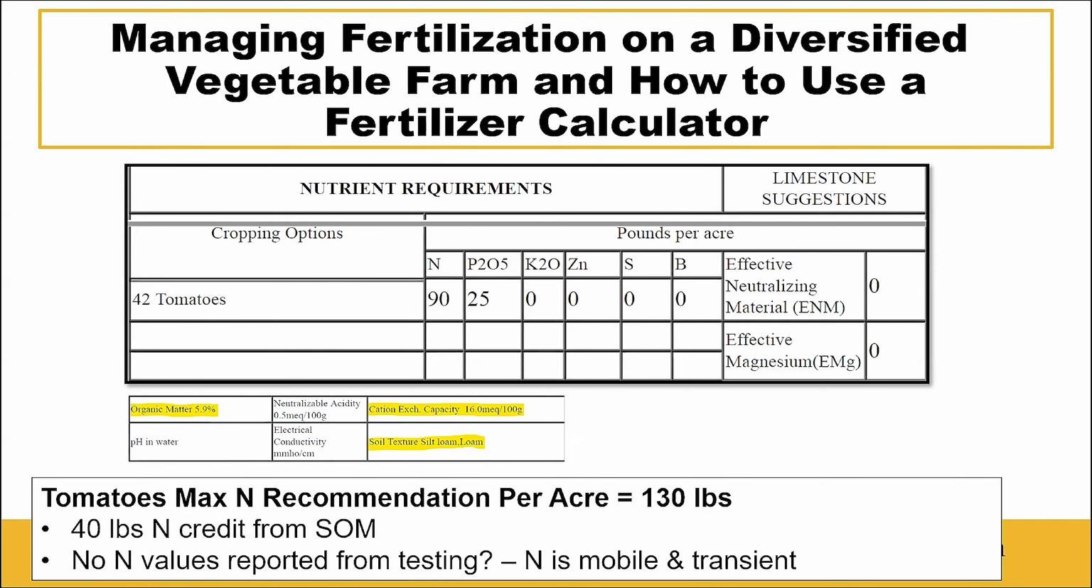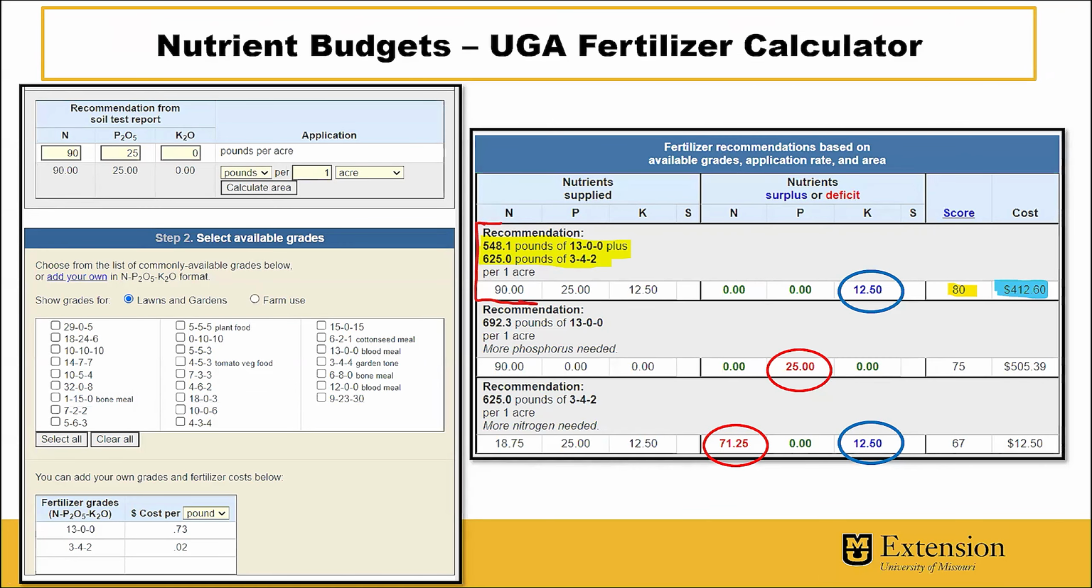Because we have 40 pounds of nitrogen credited from the soil organic matter, we're only receiving a recommendation to add 90 pounds. I want to bring your attention to the University of Georgia fertilizer calculator. I found this to be a very helpful tool when helping folks calculate fertilizer recommendations based off soil tests. So let's take a look on the left-hand side. I've input the pounds per acre recommended of nitrogen and phosphorus. I've selected pounds per acre to receive the recommendations in.